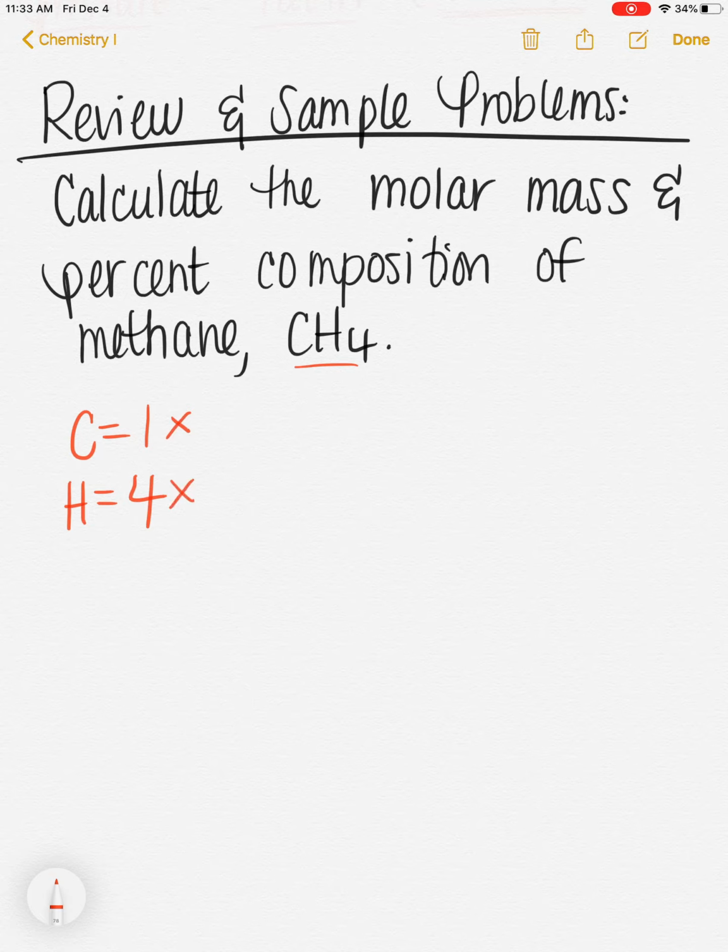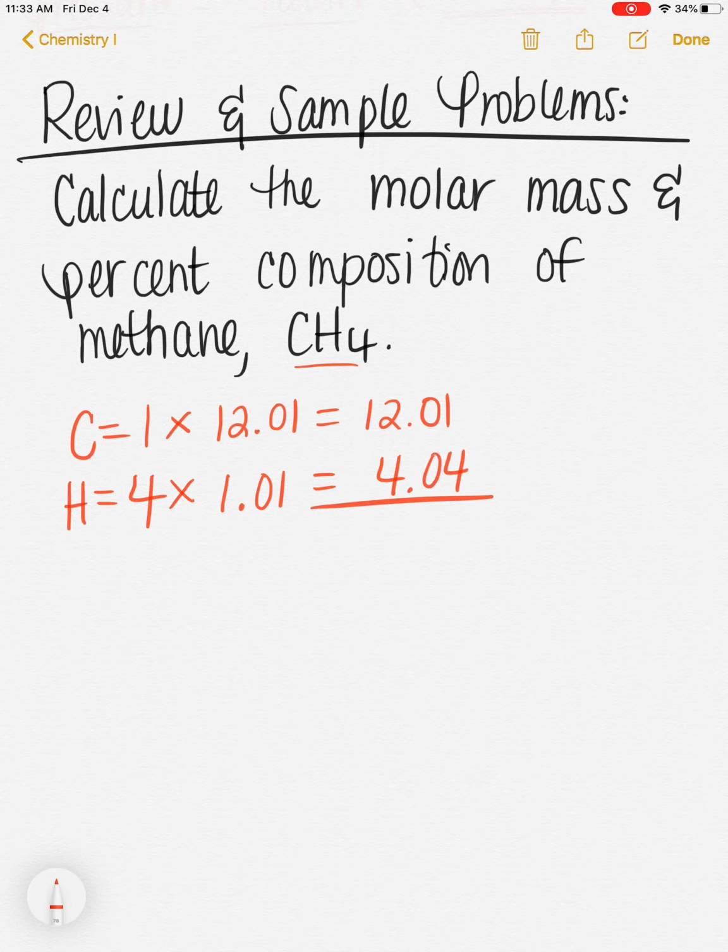Next, we pull out our periodic tables and look up the molar mass of each of these elements. Carbon has a molar mass of 12.01. 1 times 12.01 is 12.01. If I look up hydrogen on the periodic table, the mass of hydrogen is 1.01. 4 times 1.01 gives us a value of 4.04. To find the total mass of methane, I must add those two values together, which gives me a value of 16.05, and my unit label would be grams per mole of methane.